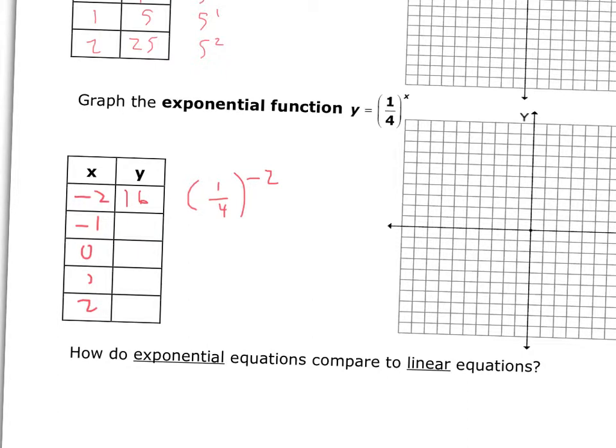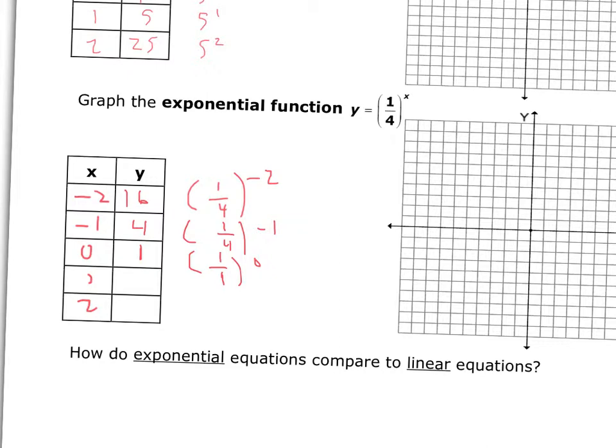Okay, so let's try -1. So you have 1/4 to the -1, and once again, plug it into your calculator. So we have 1 divided by 4, caret sign, -1, and that will give you 4. And then it gets a little bit easier. 1/4 to the 0, of course, is going to give you 1. And then you can plug in your other two.